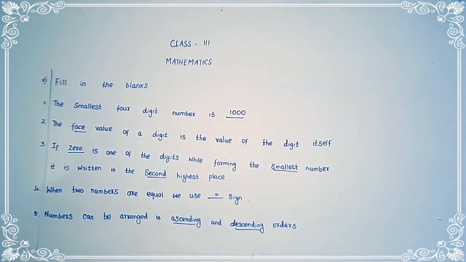Face value means they are given some underlined digit; you have to take and write the number. Place value means the value we get when we multiply the digit by its place. The place value of a digit changes according to its place, but face value is not changed, the same number will come.